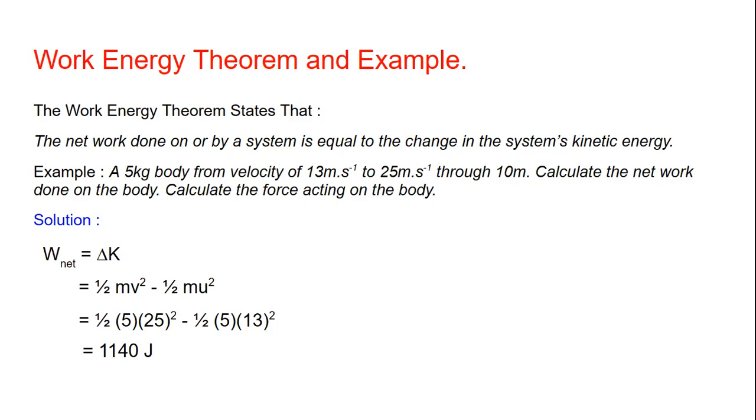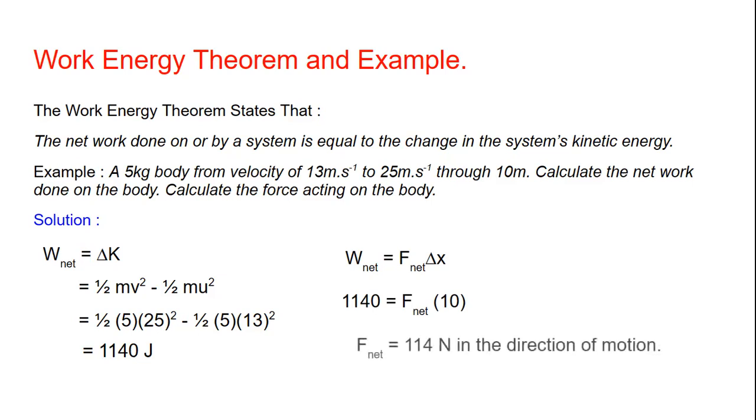Next, we calculate the force. So W net is equal to F net times delta x. We have our W net as 1,140. We have our delta x as 10. So all we need to do is divide both sides by 10 to get F net. And so F net is equal to 114 newtons in the direction of motion.